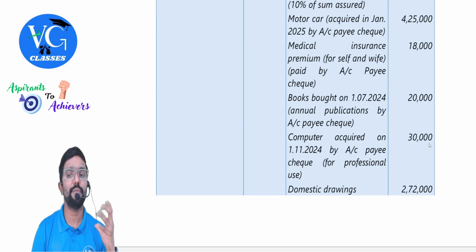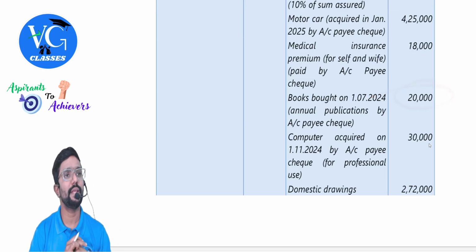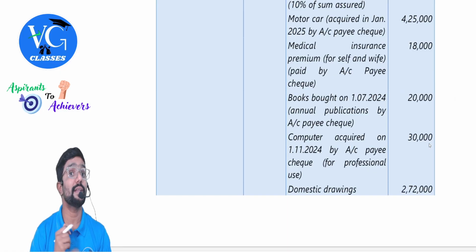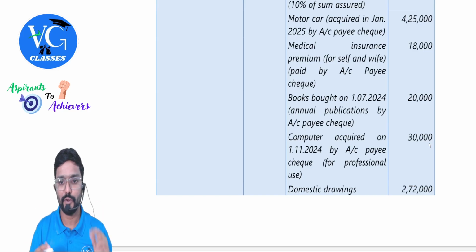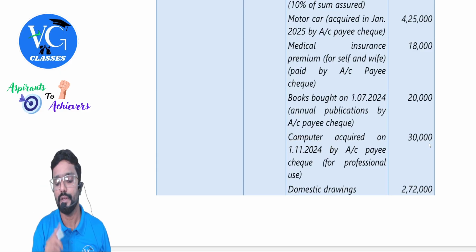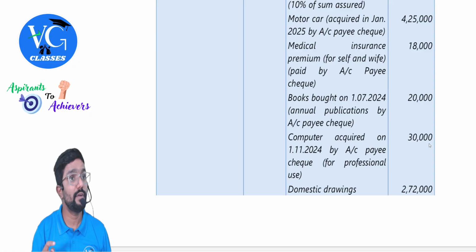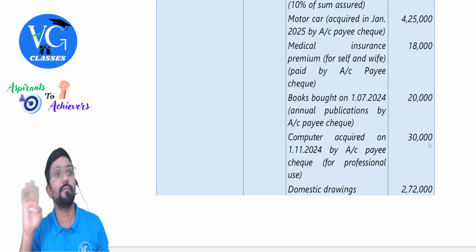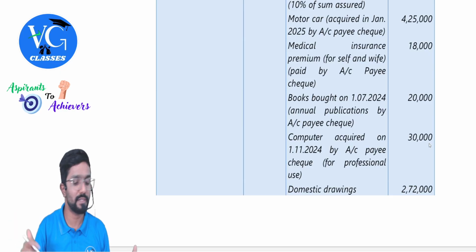Annual publications by account payee cheque, 20,000. Is it allowed as revenue or capital? Capital. On this, depreciation can be claimed. Computer acquired on 1st November 2024 by account payee cheque, 30,000, for professional use. Again it is put to use for less than 180 days. I have given 4th October as the standard date; anything after that is less than 180 days. So even on this, 50%. It means whatever the depreciation rate is, take 50% of it. Don't take the depreciation rate itself as 50%.